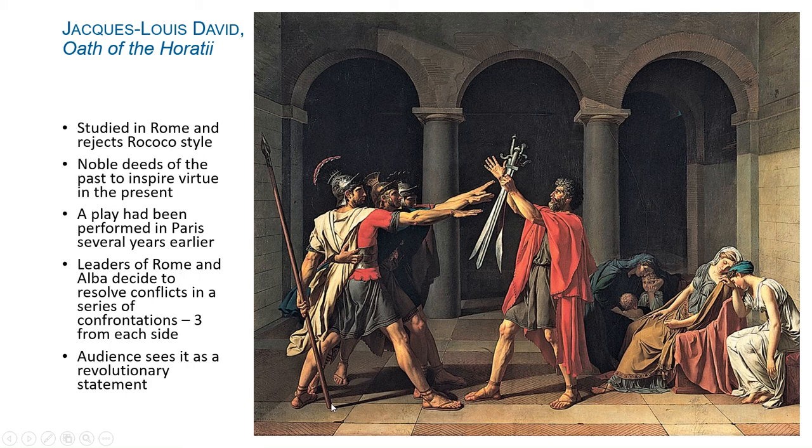So the leaders of Rome and Alba decide to resolve their conflict by sending three people each to fight each other. And the end result of this, why the women are crying, is that one of the woman's fiancés is going to die in the battle. David had seen this as a play in Paris years earlier, and it seems that he has made this more like a stage where everybody is acting. They seem like he's yelled cut, and now they're all just frozen, and he's going to make the painting.